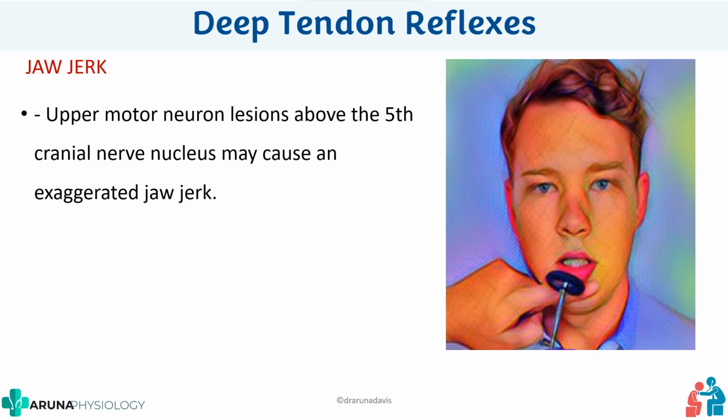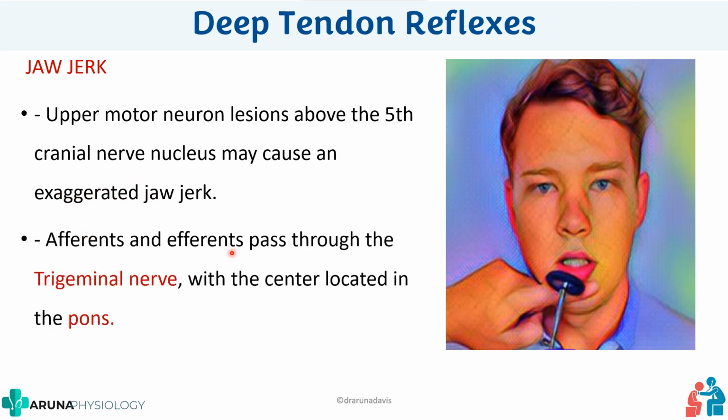The jaw jerk will be present or exaggerated only in cases of upper motor neuron lesions above the fifth cranial nerve nucleus. So if there is an upper motor neuron lesion above the level of the fifth cranial nerve, then you will get reflex closure of the jaw. In such cases, we say that the jaw jerk is exaggerated. And what about the pathway? The afferents and efferents pass through the trigeminal nerve and the center is located at the pons. So this is how you can elicit the jaw jerk.